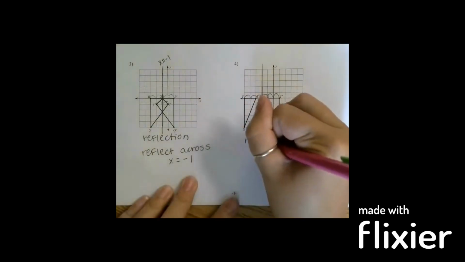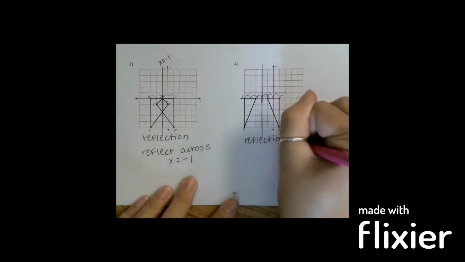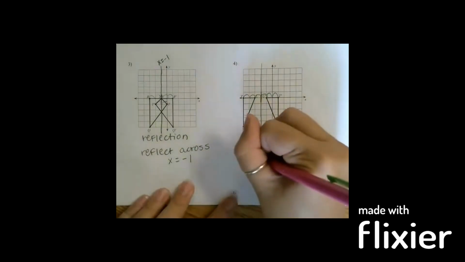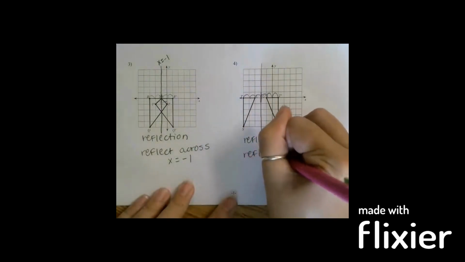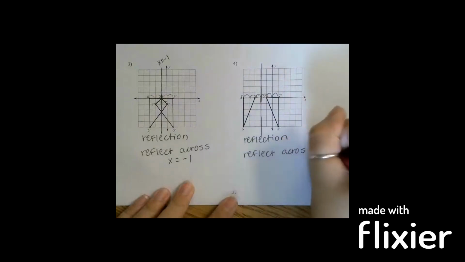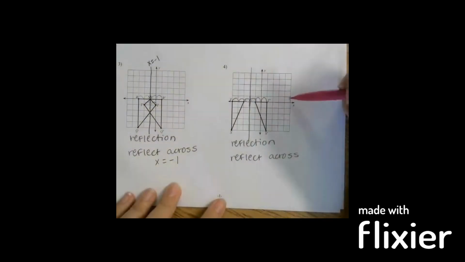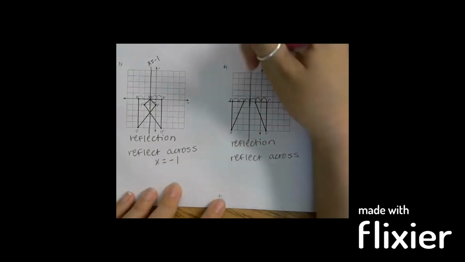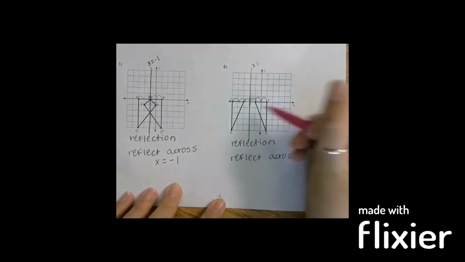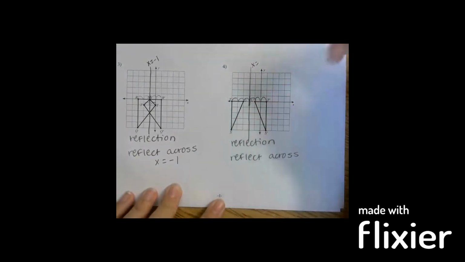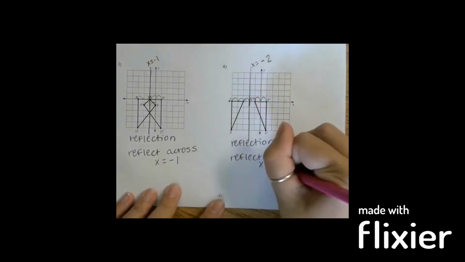So this was a reflection. So we're going to reflect across. We're going to name our line. So this line crossed over x, so we know it's going to be x equals. It crossed over it at -2. So it reflect across x equals -2.